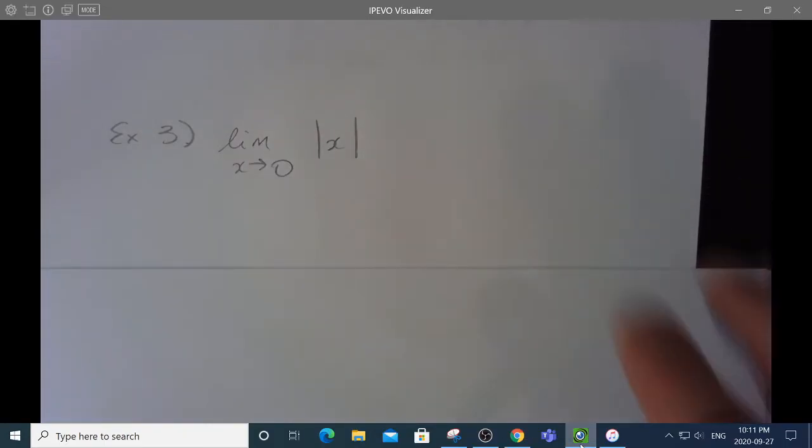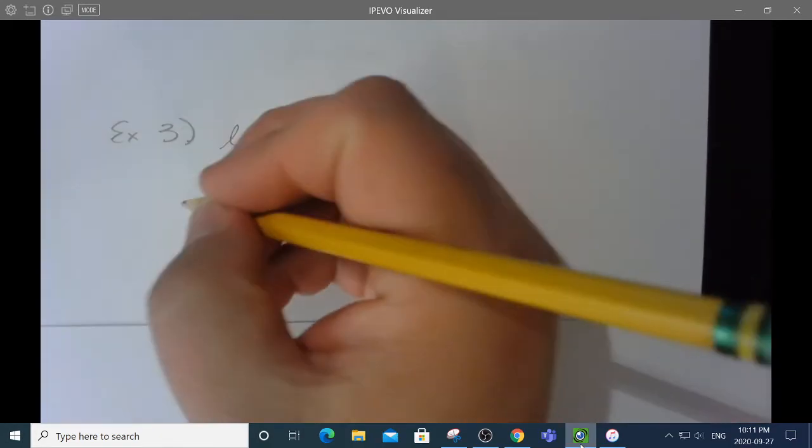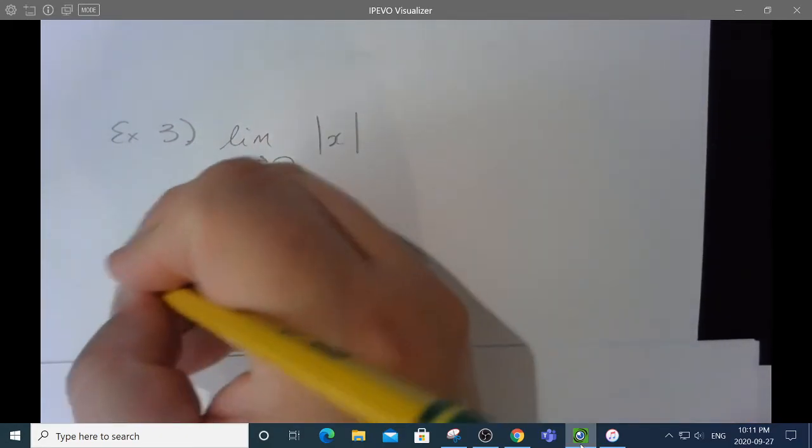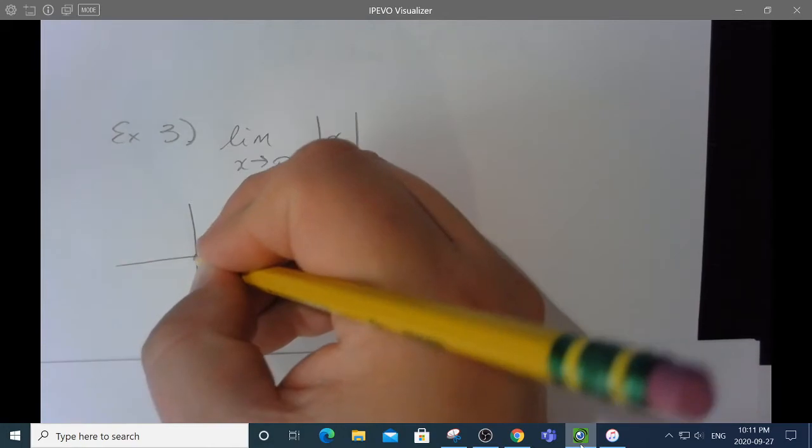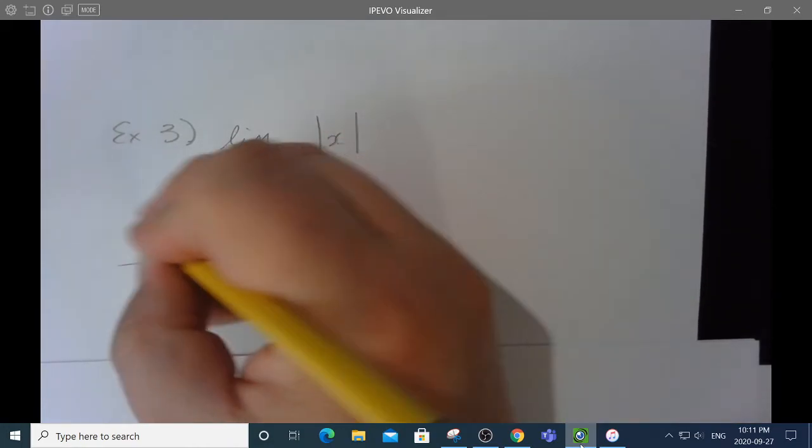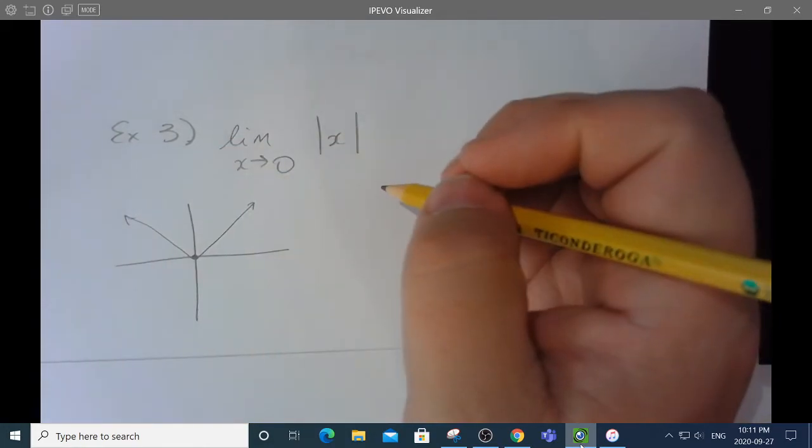And again, this is one of those things that you did in grade 11, and it was towards the end of the course. So maybe not such a bad thing that we're spending a little bit of time on it. So that's the absolute value graph. And think about that, the limit as x approaches 0.